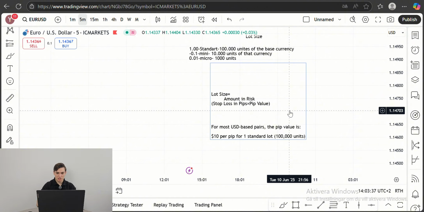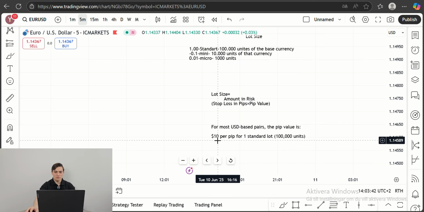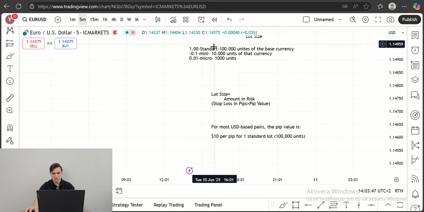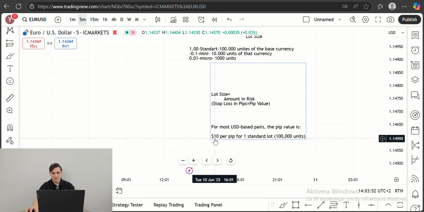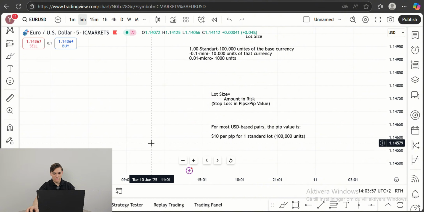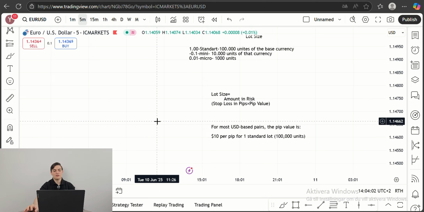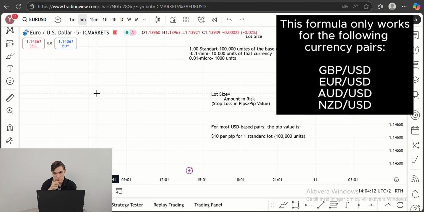Okay, I know this sounds Chinese. I'm going to put an example. For most USD-based pairs, the pip value is $10 per pip for one standard lot. Like I said, one standard lot is 100,000 units. So if you use 1.00 in volume and the market goes up 1 pip, you make $10 profit. This is for most USD pairs. Since we are on USD, I'm going to put the example here. It's a little bit different with currencies that don't have the USD.